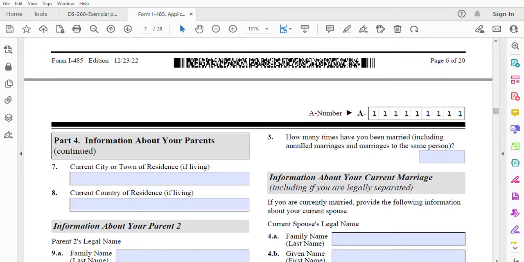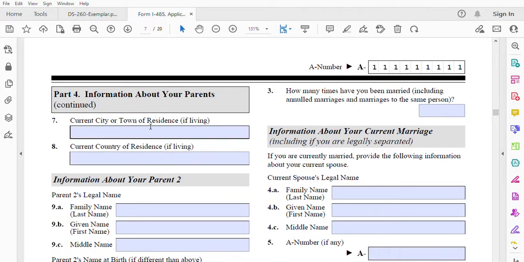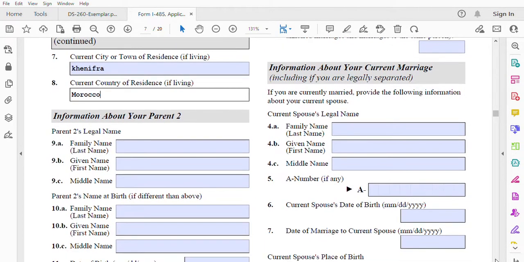We're still talking about Part 4, which is information about your parents. Current city or town of residence is Kenifra. The country is Morocco. We're going to go to the next question, which is information about your parent two, which is going to be the mom. Family name is Bibi, and the first name is Fatima. Middle name you can leave blank or NA.